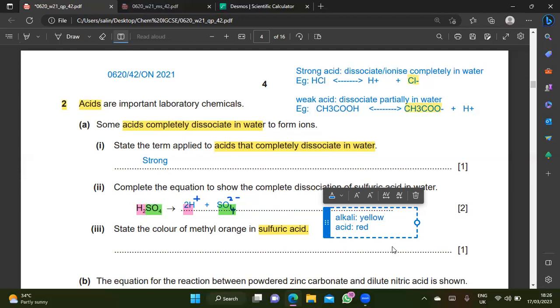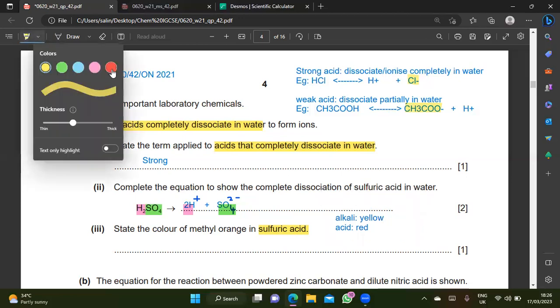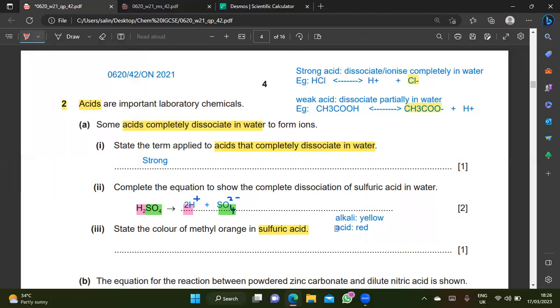Either red or yellow. Now, the best is we always relate acid with red color. So this is one of the best ways to remember. So methyl orange in acid is actually red. So meaning in alkali, it should be yellow. That's one of the ways for you to remember. There you go. They ask you to state only. No need to explain. There's nothing to explain. 1 mark.